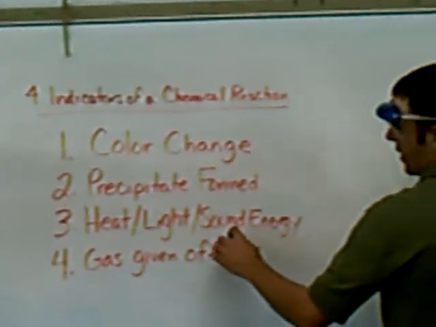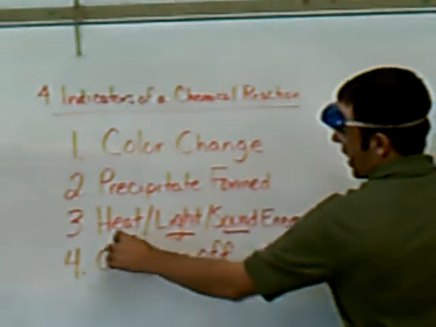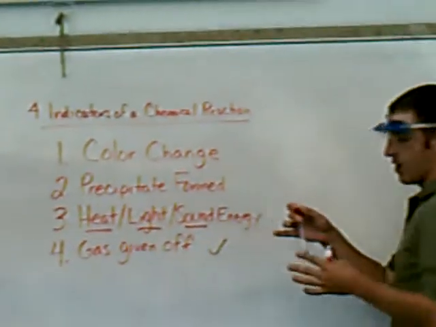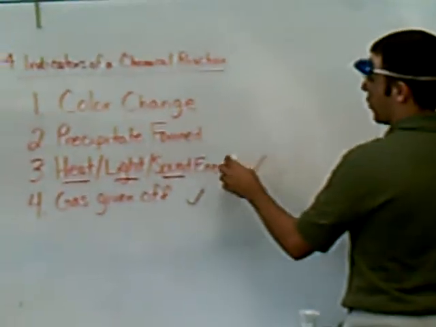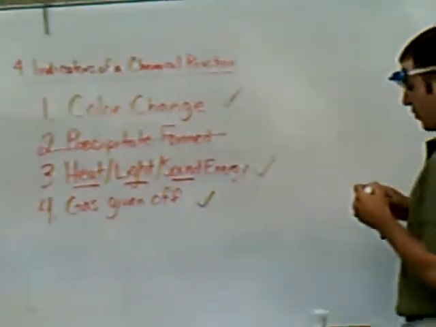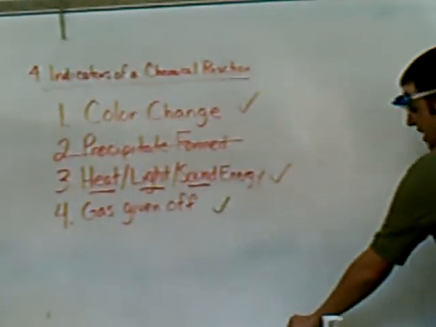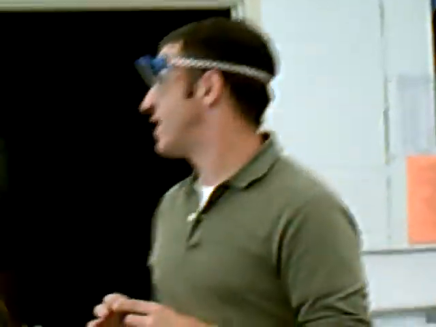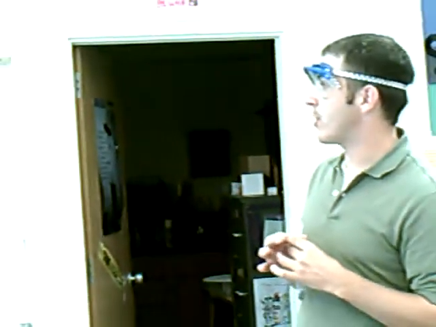We saw light, heat, and sound, all three of them. These two in the splint test, this, you can't really observe, but I'm telling you it's happening because this is hot. No precipitate in this reaction. Color change on the metal, 3 of our 4. So I can conclude just from my observations that a chemical reaction has now occurred.